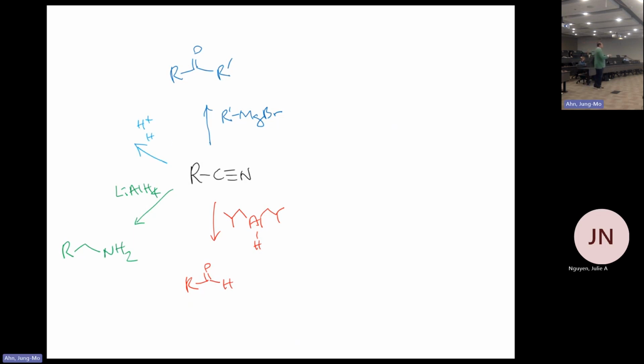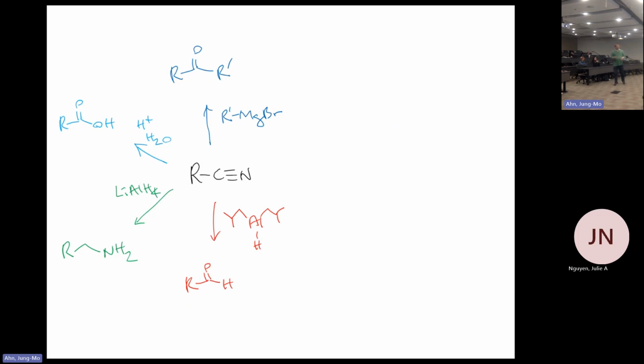If you hydrolyze, not the lithium, I'm sorry, the nitrile, if you hydrolyze in water, it will make a carboxylic acid. I will give the mechanism later, but this is what happens. So nitrile can make a ketone, it can make an aldehyde, it can make an amine, it can even make a carboxylic acid. It makes so many different things.